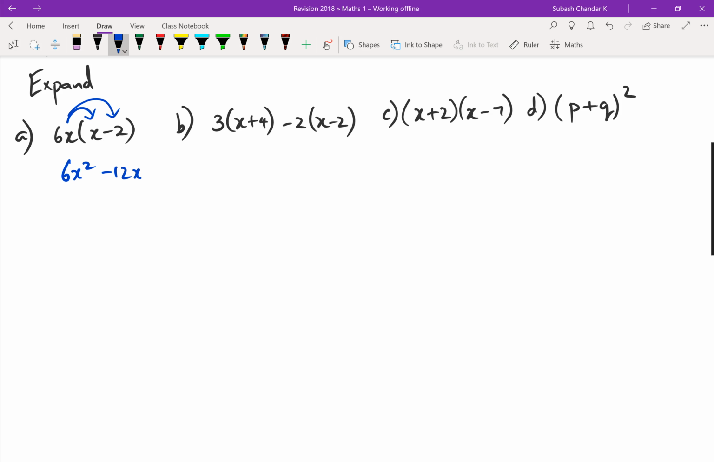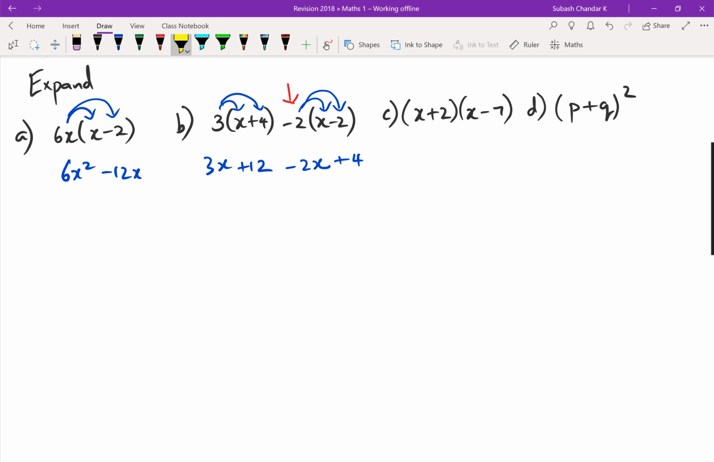With the second one, we pretty much do the same thing. So we got 3 times x, which is 3x, and then 3 times 4, which is 12. Now, this is where I've seen most people make mistakes, in that second part. See, you've got negative 2, which means you're actually doing negative 2 times x, which would be negative 2x, and then negative 2 times negative 2 is plus 4.